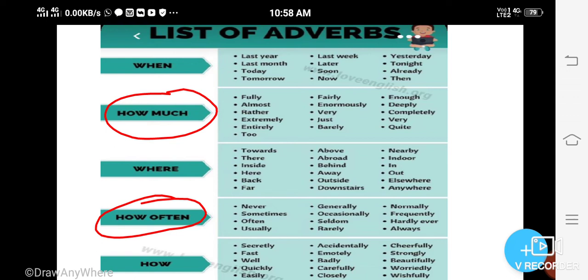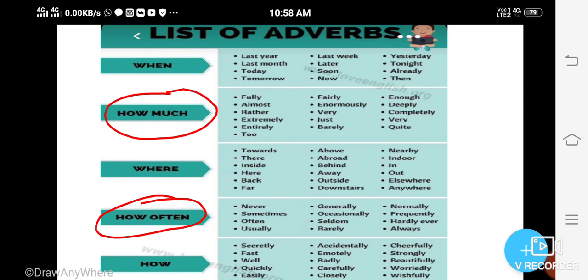Adverbs of degree describe the verb in the context of how much. For example, fully, almost, rather, extremely, entirely, too, fairly, enormously, very, just, barely, enough, deeply, completely, quite. All these words are adverbs of degree. Why? Because they tell us how strong or weak something is. How much strong or weak something is. So they are called adverbs of degree.